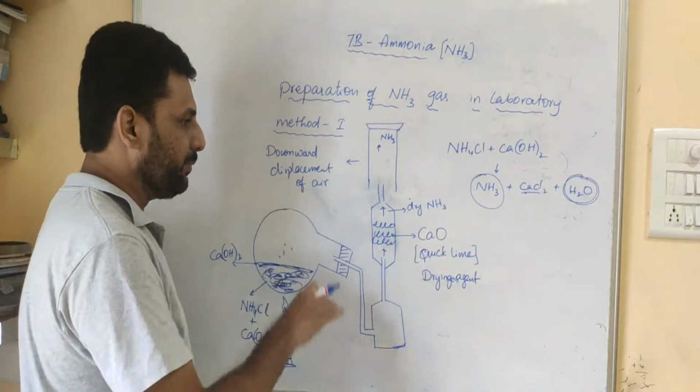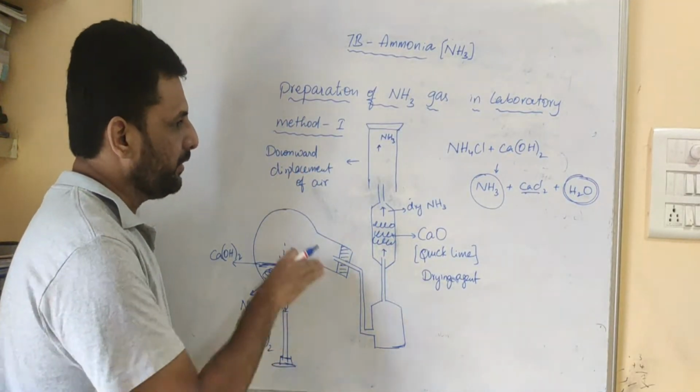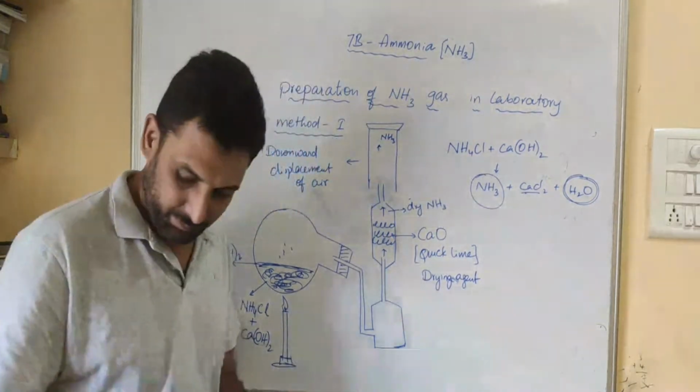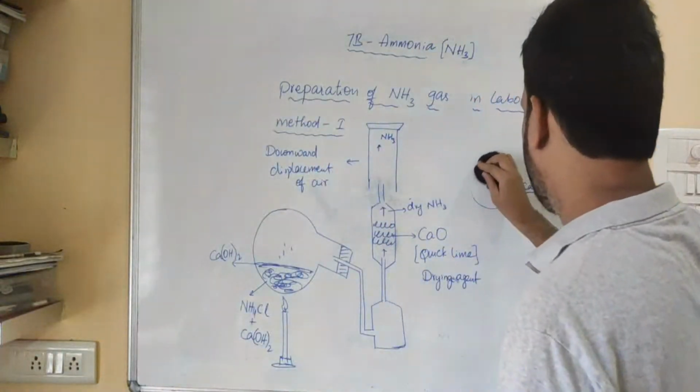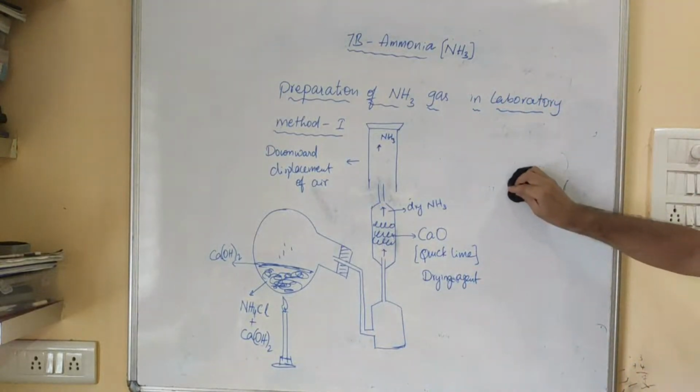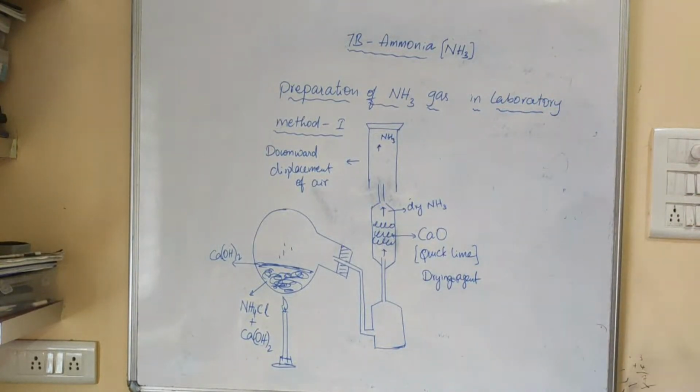Anyhow, I will give the precautions one by one. Did you copy this diagram now? Right. First one, precautions. We start with precautions. Precaution 1. What is precaution 1?